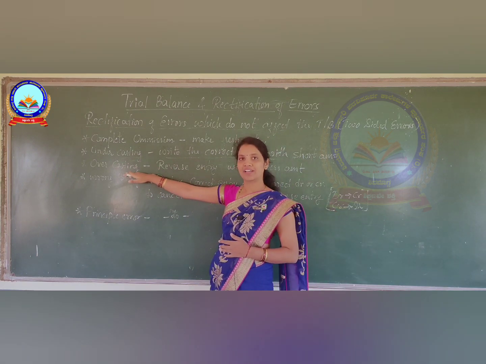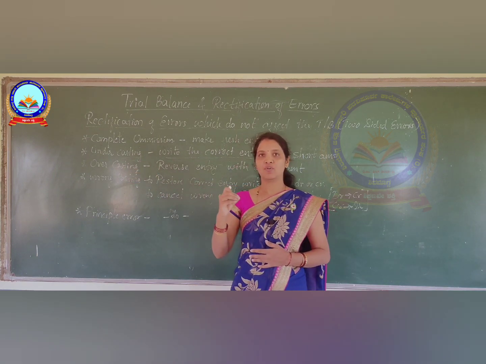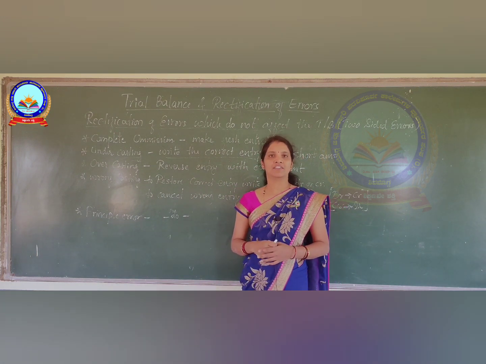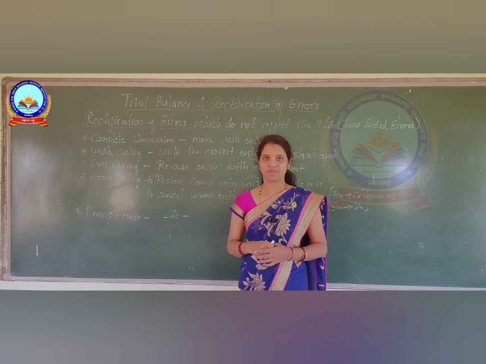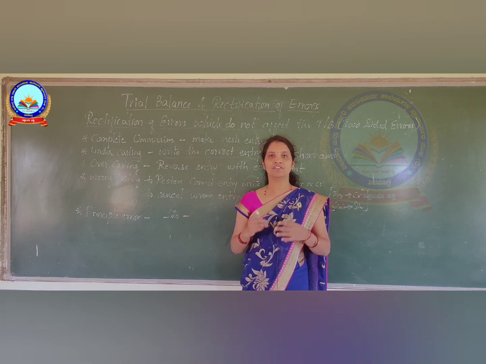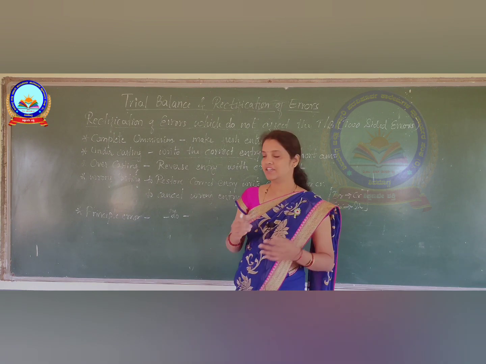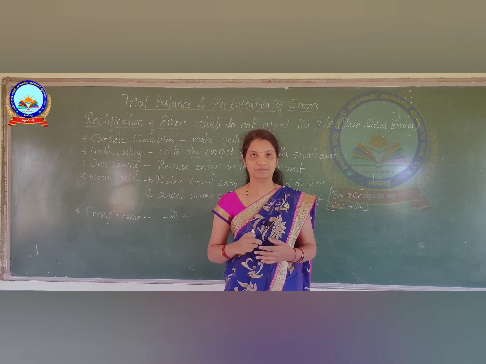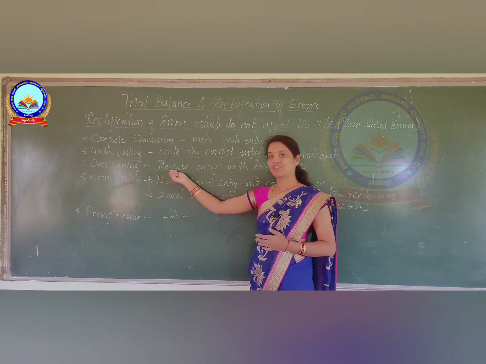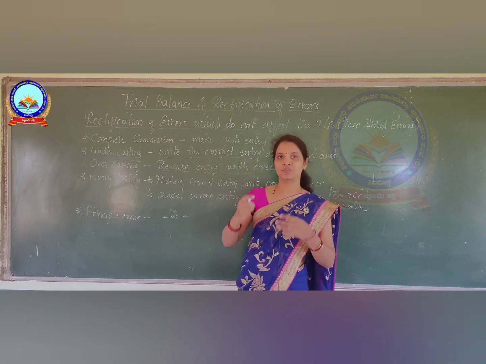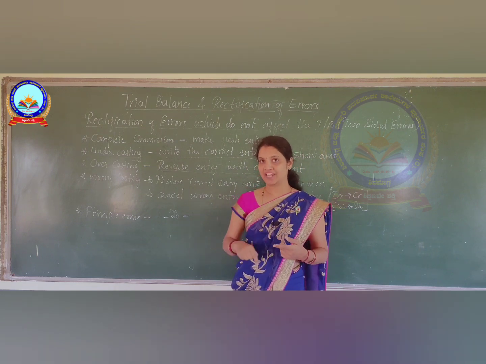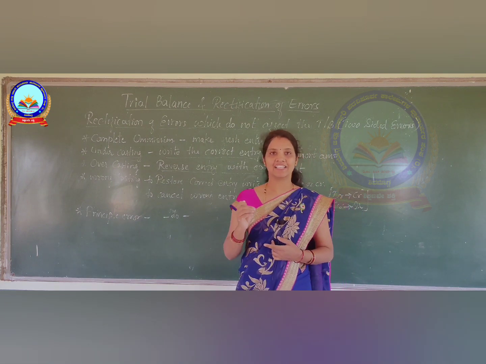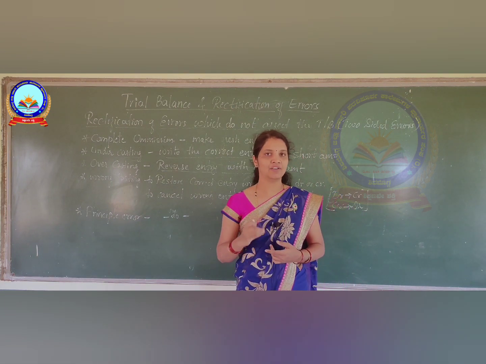Next, overcasting, when we recorded the amount more than the actual. Sold goods for cash rupees 15,000, but we recorded in the books as 50,000. So here the amount is increased by rupees 35,000. Then what we have to do? Reverse the entry. We have to reverse the actual entry with the excess amount that is recorded in the books.